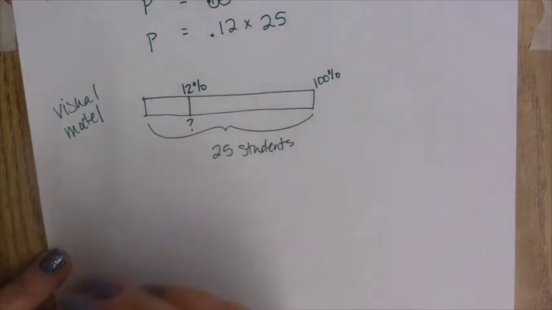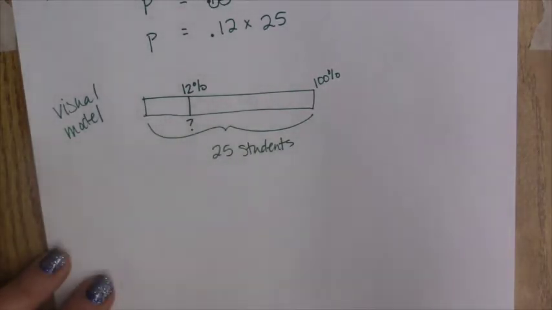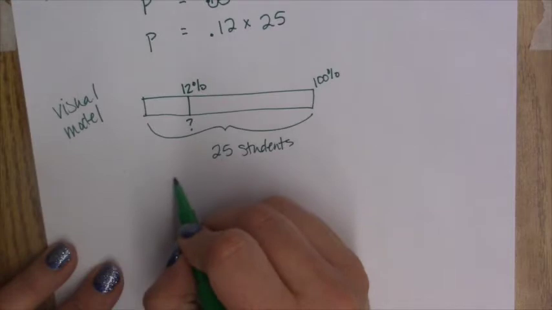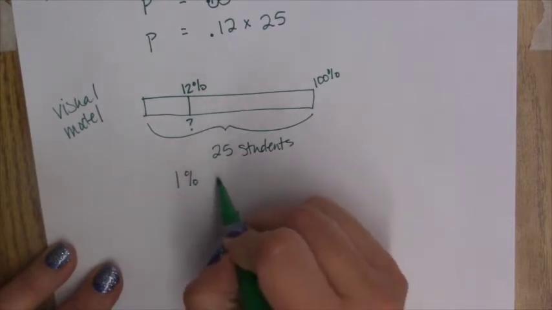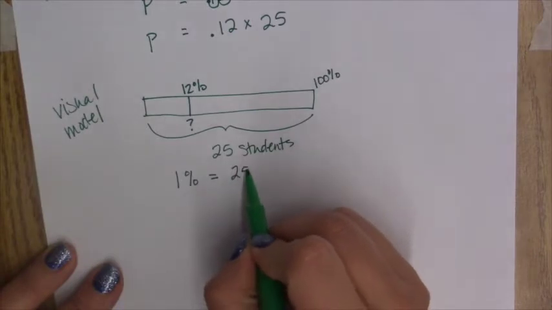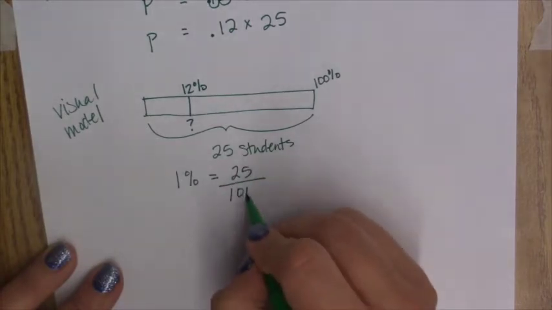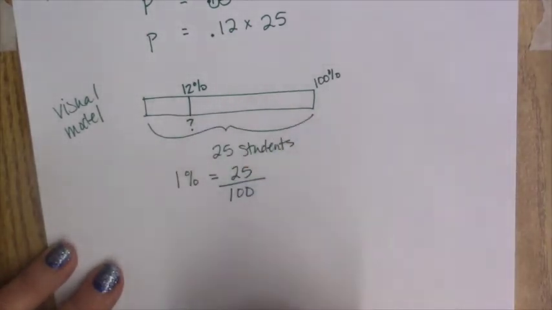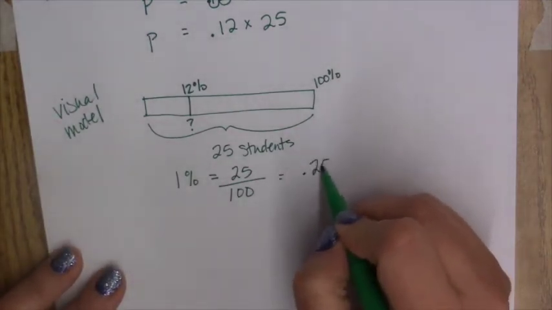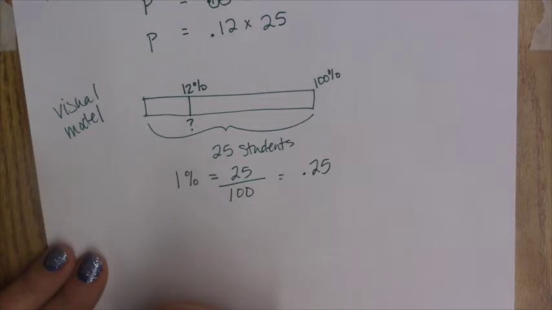Now, realize it's only going to be part of a student. And that's okay, since we're going to be multiplying again here in a minute. So we're going to say that 1% is equal to, so we're going to take our 25 students and divide them into 100 units or little boxes. When we do this, we get that that is 1/4 or 0.25.